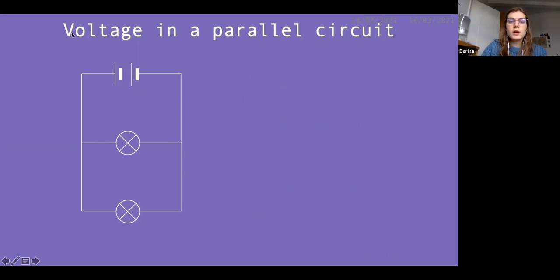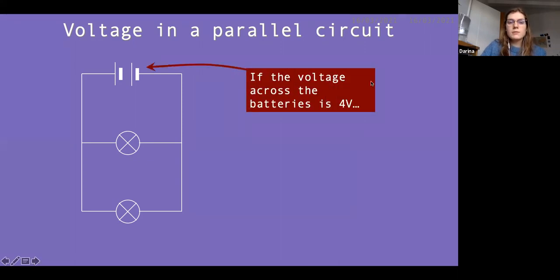Secondly, we've got voltage. So now we're getting to our second stage of voltage, and that's voltage in a parallel circuit. Now, voltage in a parallel circuit behaves in a slightly different way to a series circuit completely. Basically, if the voltage across the battery is 4 volts, we see that across each branch of that circuit, that's also going to be 4 volts.